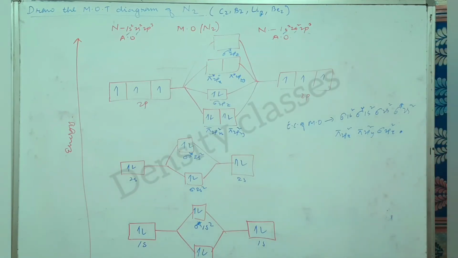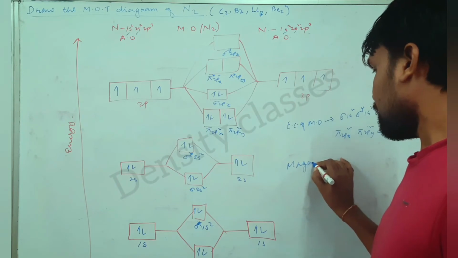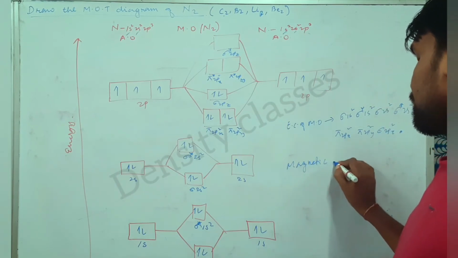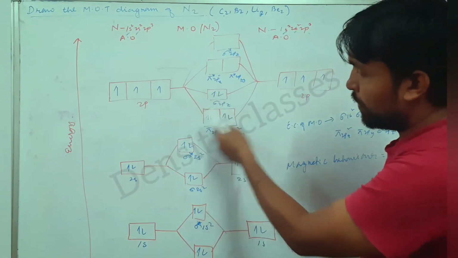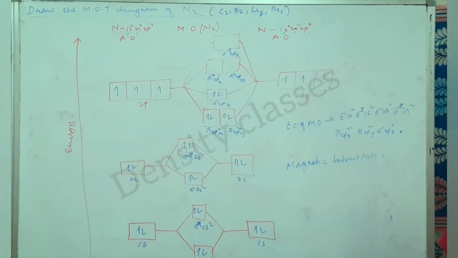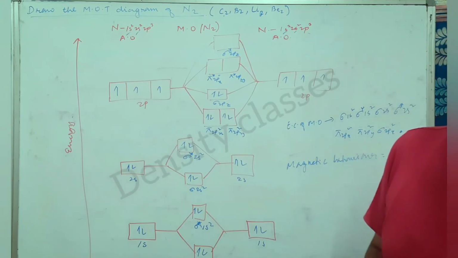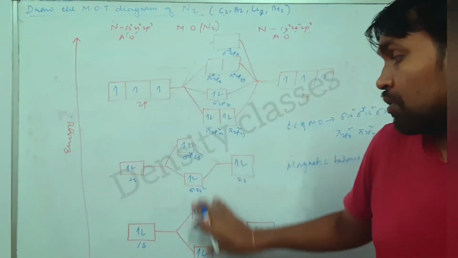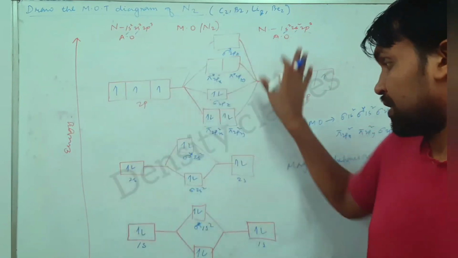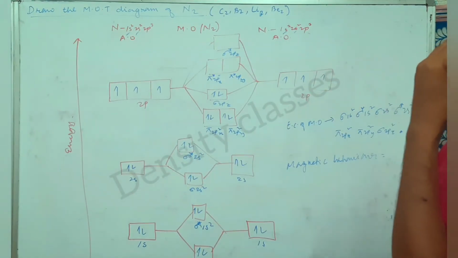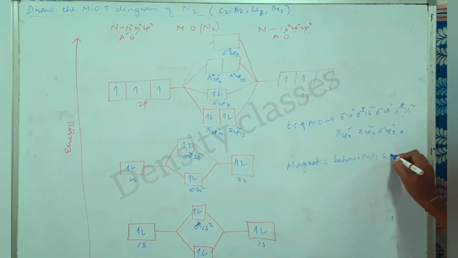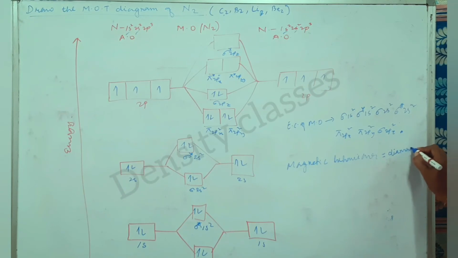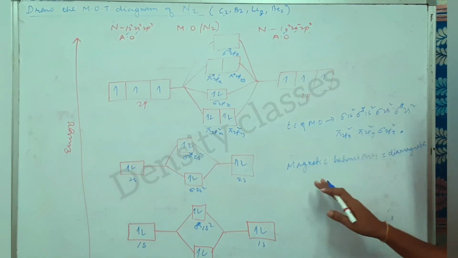Now the next thing they ask in the exam is the magnetic behavior. So what will the magnetic behavior be? If all the molecular orbitals are paired up, then the magnetic behavior is diamagnetic. If there are any unpaired electrons in the molecular orbitals, I'm talking about the middle ones, not the side ones, you forget the side ones, then we call it paramagnetic. Since here everything is paired, it will be called diamagnetic.